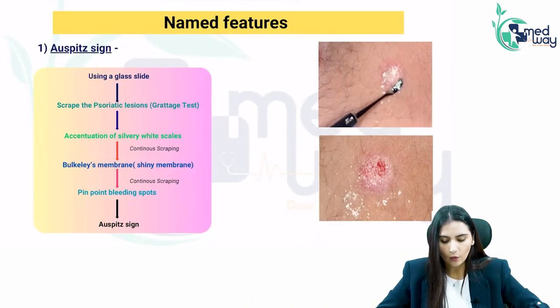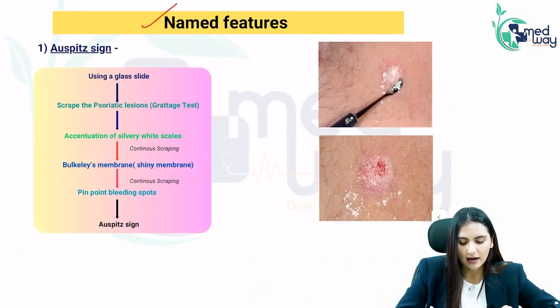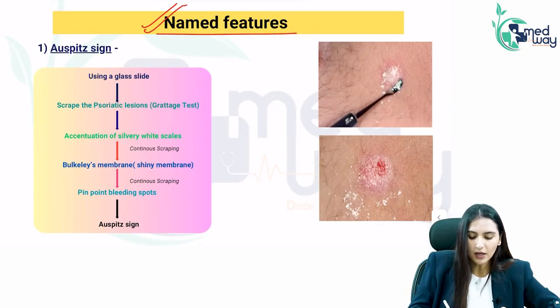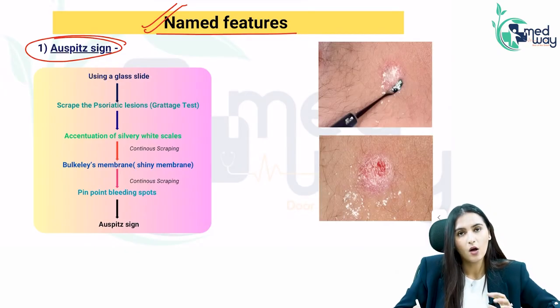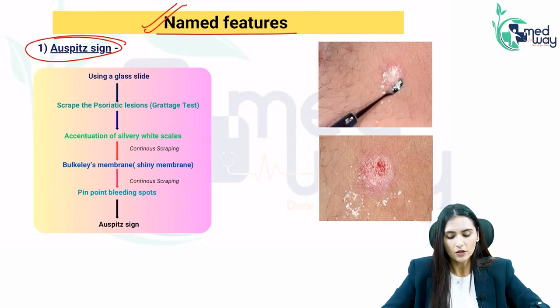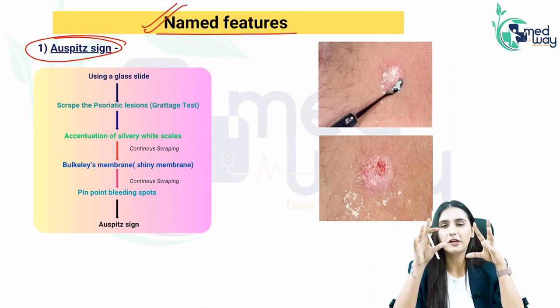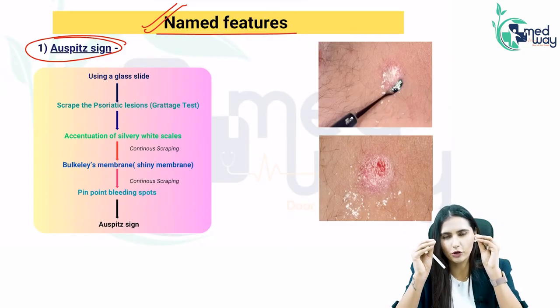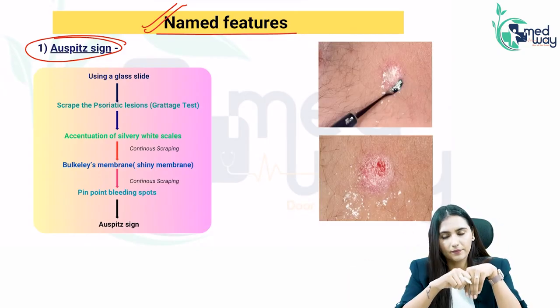Okay. Now, in psoriasis, again, there are certain named features, which is a very important question. There's something called as Auspitz sign. What happens over here? So see, what happens? Again, I'll give you a brief picture. We will read this in detail in the coming slides, but I'll just give you a small gist so that you understand this better. Okay.